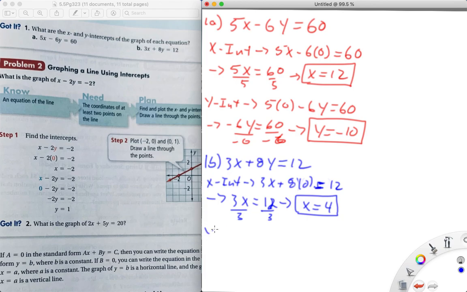For the y-intercept, remember that's y when x is 0, so that's going to be 3 times 0 plus 8y equals 12. So that's going to be 8y equals 12 divided by 8.